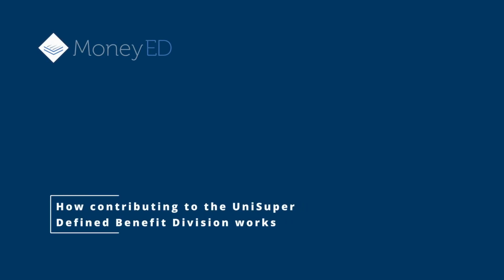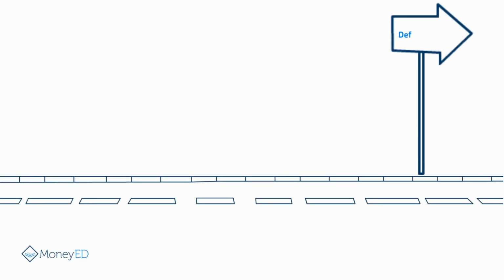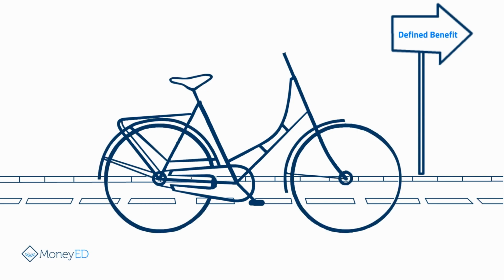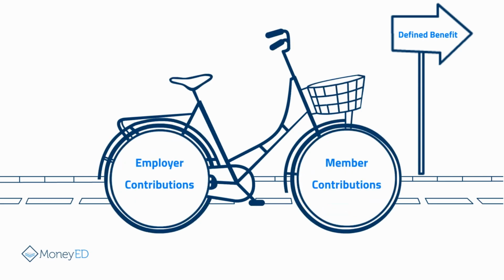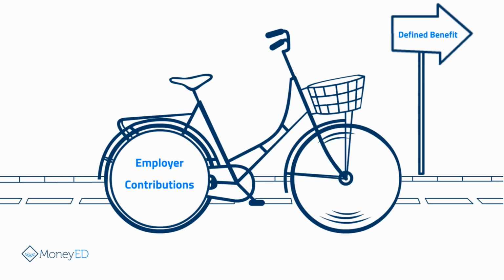In this video, we'll go into detail about what kind of contributions are made into your UniSuper Defined Benefit Division or DBD account, what choices you have that can affect these contributions, and how these choices can affect your defined benefit value. There are two main types of contributions that go into your defined benefit account: employer contributions and member contributions. Firstly, we'll look at the contributions your employer makes into your account.